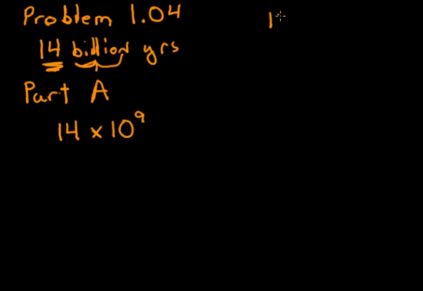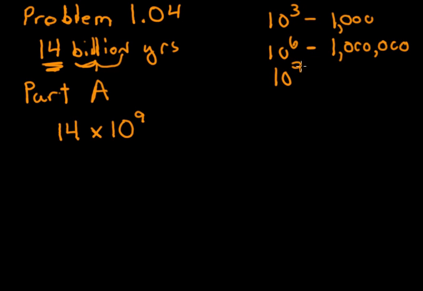Now right over here, 10 to the 3rd is where your thousands come in. 10 to the 6th is where your millions come in. Ten to the 9th is where your billions come in. So it's every 3 sets of zeros we name something, and those are the multiples of 3 that come up. So I can actually replace the word billion with times 10 to the 9th years.